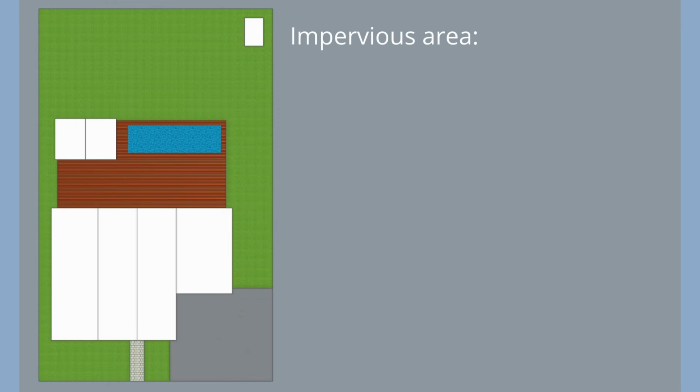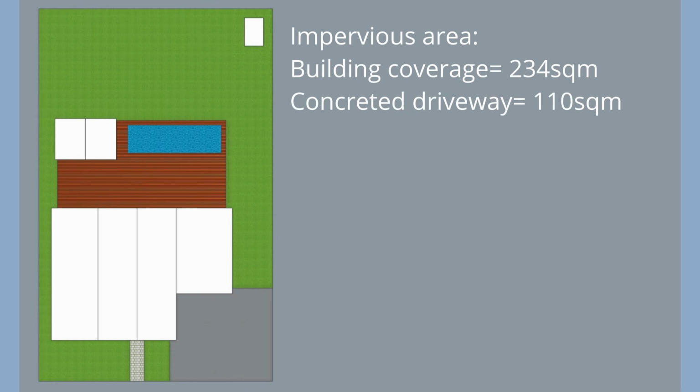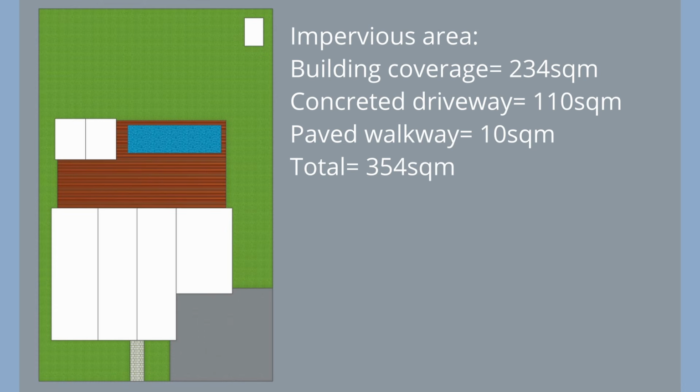So based on this, our impervious area is the building coverage, which is 234 square meter, plus the concreted driveway, which is 110 square meter, plus the paved walkway, which is 10 square meter. It all comes to 354 square meter, which is 35.4% of the site area.